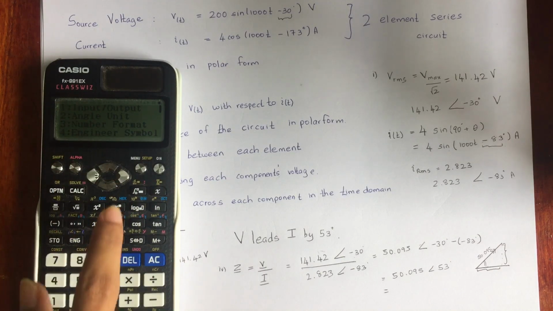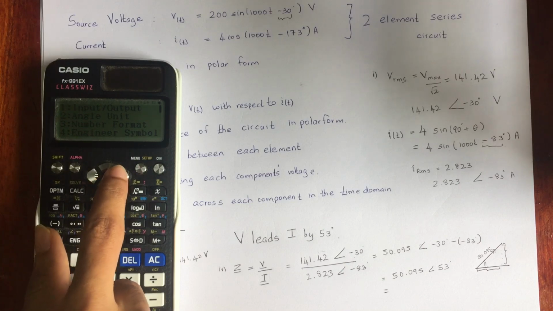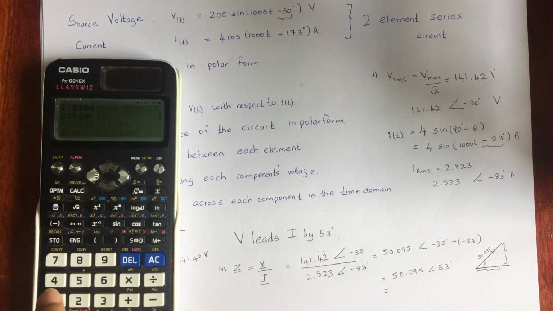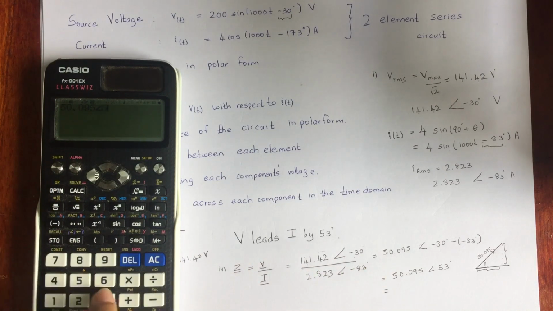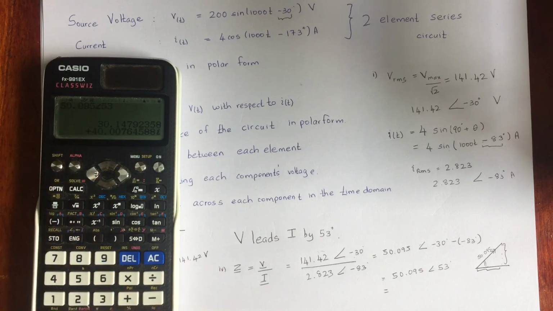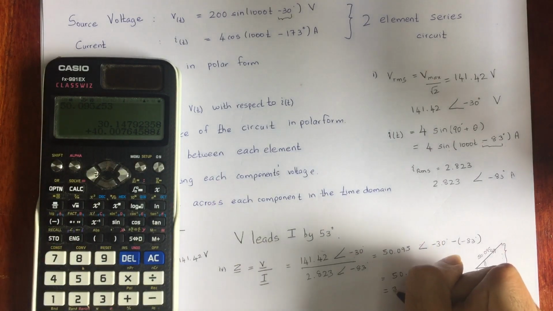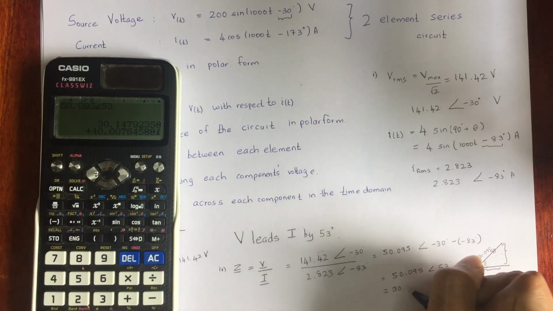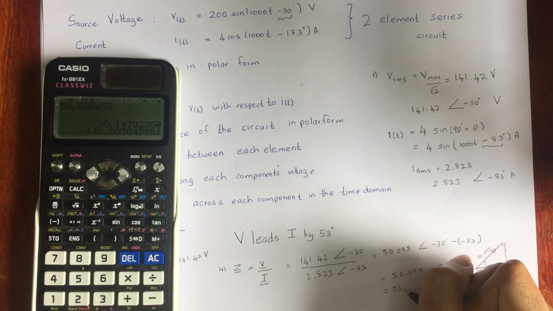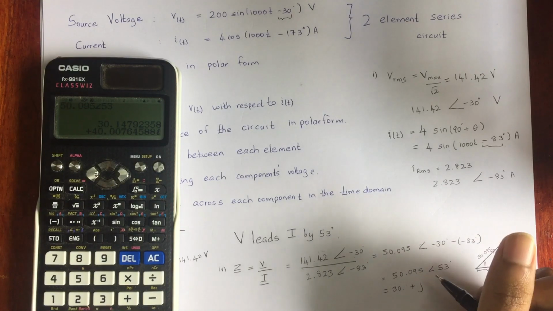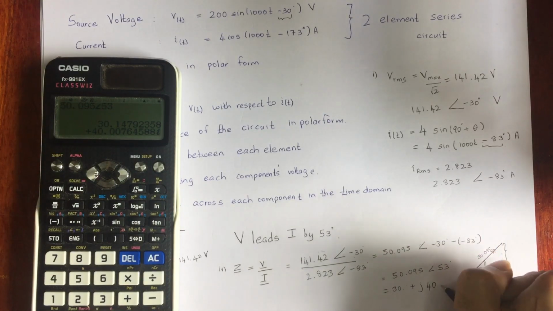We have already done this one in the previous video, so I'm going to do it a little bit faster here. I'm going to change the output. Okay, let's write this one, 50.095, the angle would be 53. I'm going to make it equal, it's going to be 30.147. If we approximate the values, we are going to get 30 plus j into 40 ohms.